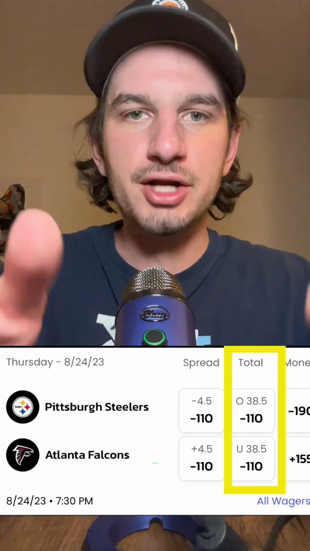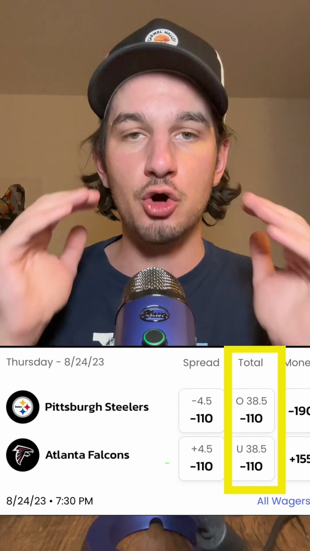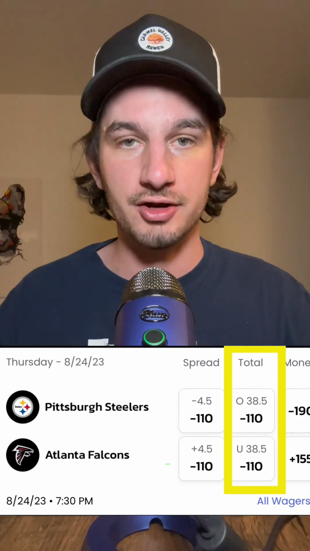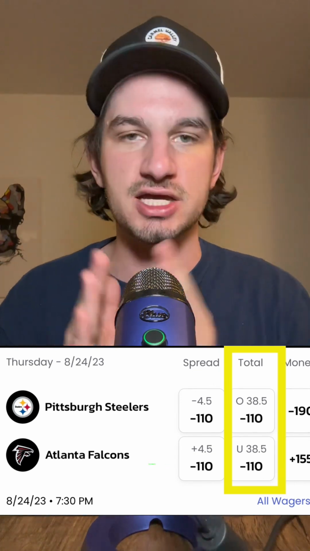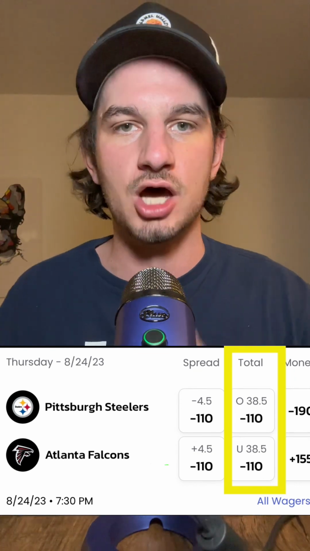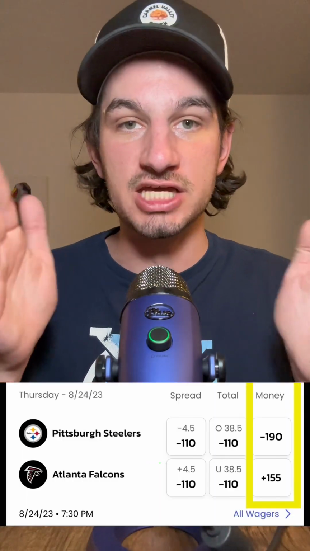The middle column is the over-under. This one's very simple. The over-under is the total points scored in the game. You choose over the number 38.5 or under. This always ends in 0.5 because you can't have a tie. So over 38.5 means 39 or more wins. Under 38.5 means 38 or fewer points scored hits the under.